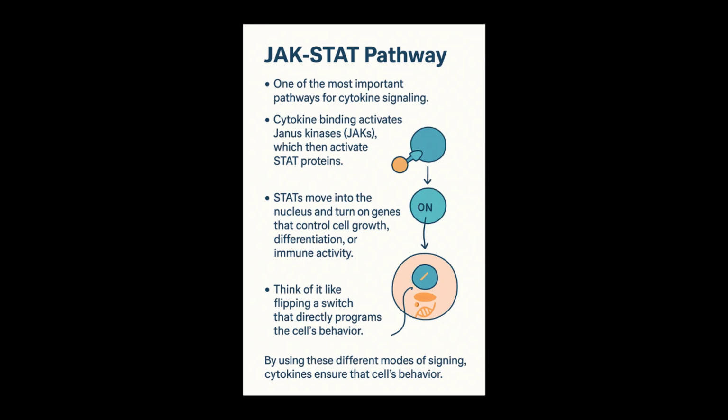So the JAK-STAT pathway. This is one of the most important pathways for cytokine signaling. Cytokine binding activates Janus kinases, or JAKs, which then activate STAT proteins. STATs move into the nucleus and turn on genes that control cell growth, differentiation, or immune activity. Think of it like flipping a switch that directly programs the cell's behavior.